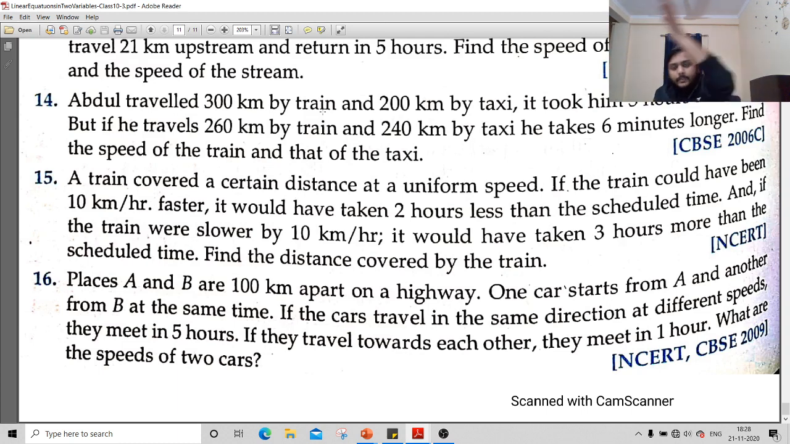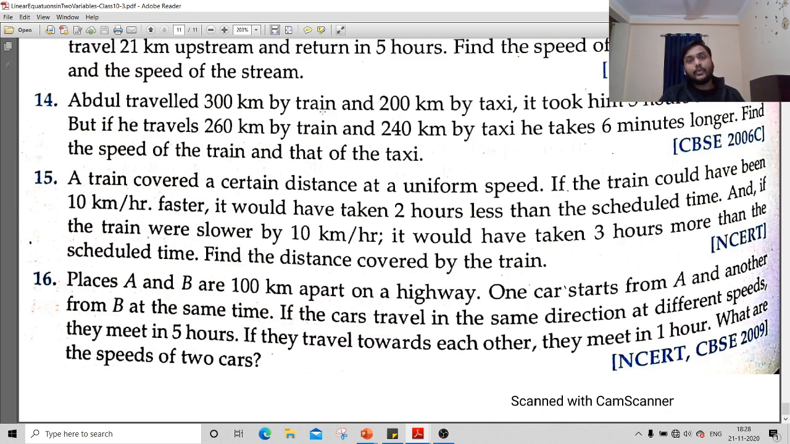So 5x minus 5y is equal to 100. पहला equation. Second equation will be what? If they travel towards each other, अगर वो एक दूसरे के तरफ travel करें like this, then they will be meeting in 1 hour. So now what you can say? When they are meeting towards each other, it will be 5x plus 5y, and मिलाकर it will form, they are meeting in 1 hour.